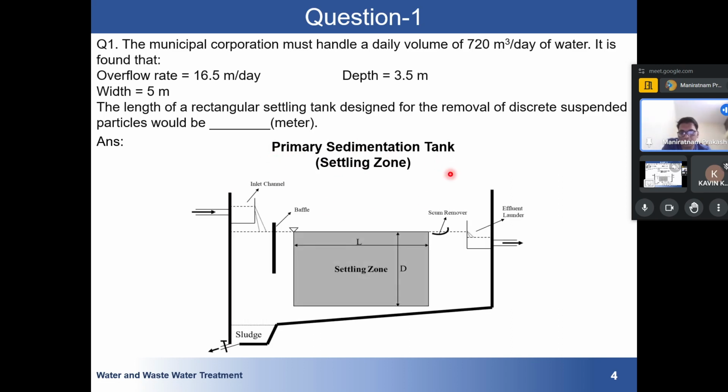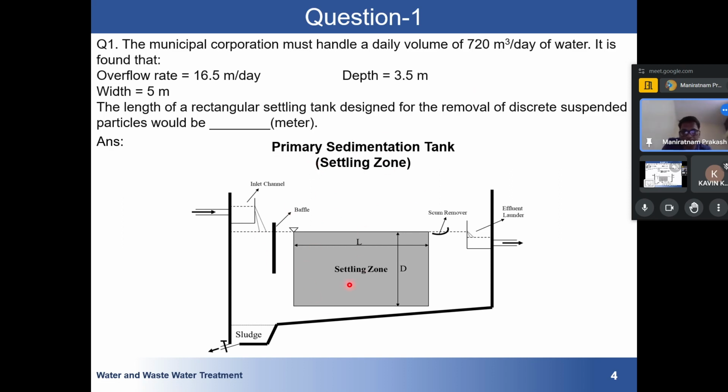This is the first part after preliminary treatment. You must have gone through the different treatment units: preliminary, primary, secondary and tertiary. After preliminary treatment, the second treatment unit comes, which consists of primary treatment. The first unit where water goes after preliminary treatment is the primary sedimentation tank.